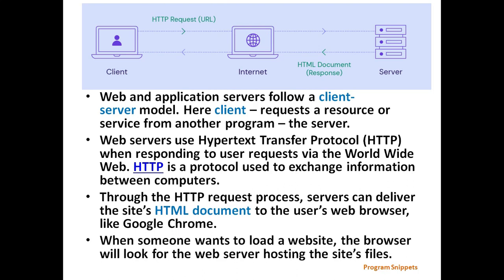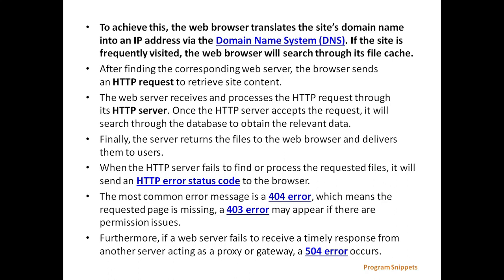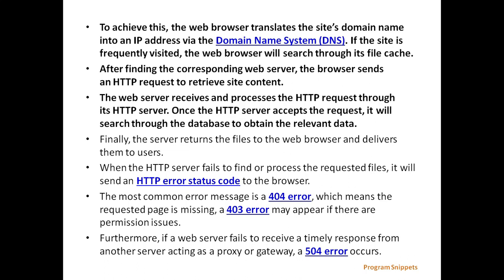When someone wants to load a website, the browser will look for the web server hosting the site's files. To achieve this, the web browser translates the site's domain name into an IP address via the domain name system. If the site is frequently visited, the browser will search through its file cache. After finding the corresponding web server, the browser sends the HTTP request to retrieve site content. The web server receives and processes the HTTP request through its HTTP server. Once the HTTP server accepts the request, it will search through the database to obtain the relevant data. Finally, the server returns the file to the web browser and delivers it to the user.